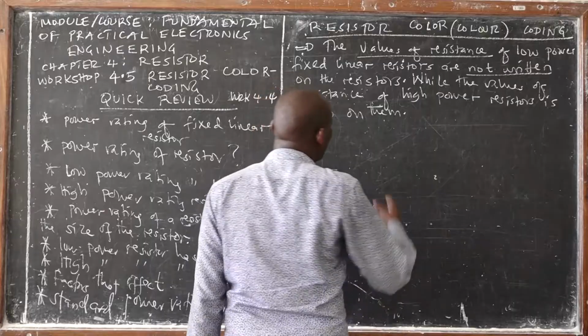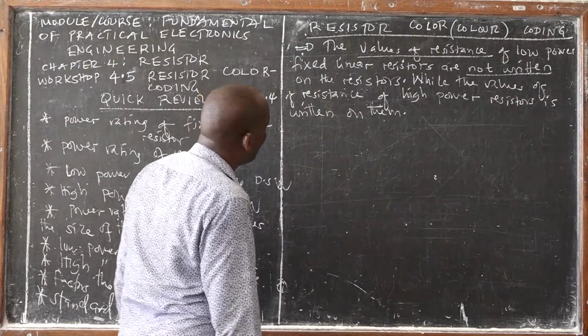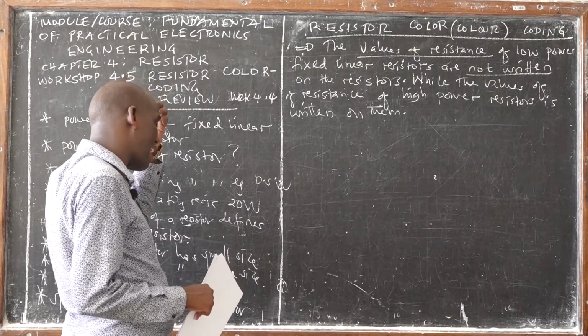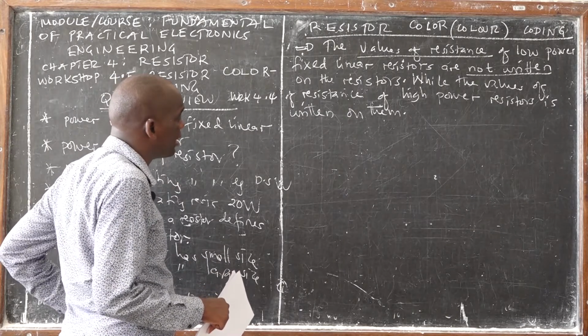So because the value of resistance of the low power fixed linear resistors is not written, we can find the resistance of the resistor by two methods.